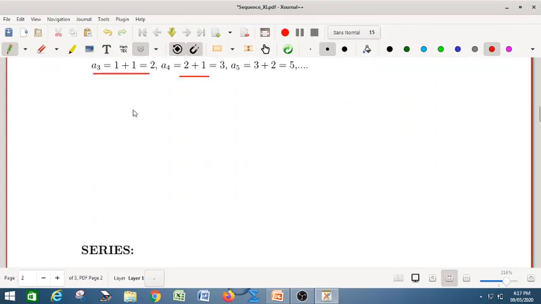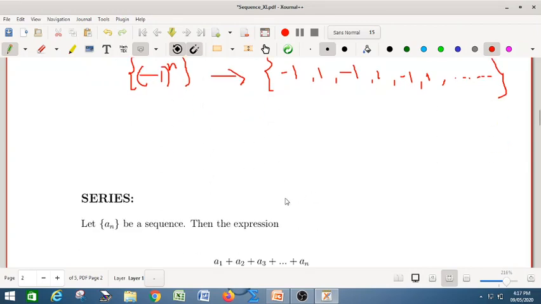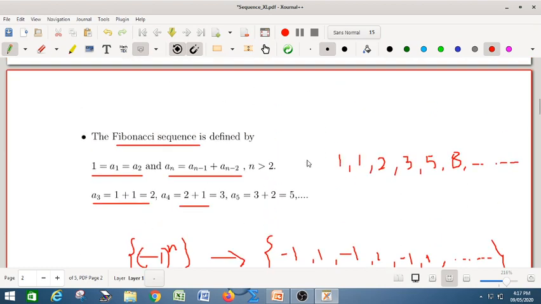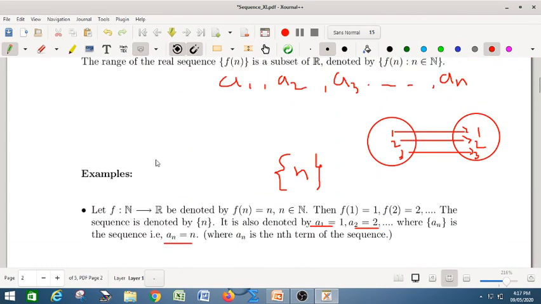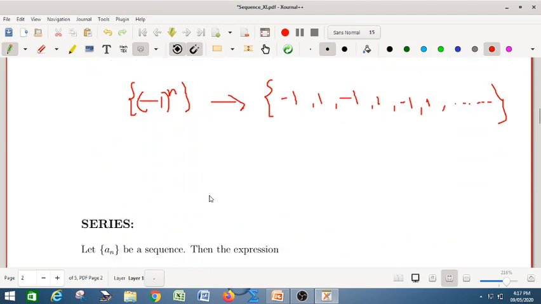Also we can consider the sequence (minus 1) to the power n. The terms of the sequence are minus 1, 1, minus 1, 1, minus 1, 1, and so on. So it is oscillating between minus 1 and 1. All the terms are either minus 1 or 1. For odd n it will be minus 1, for even n it will be 1. So this is how the sequence is. A sequence is basically a function whose domain is the natural numbers and whose range is contained in the real numbers.